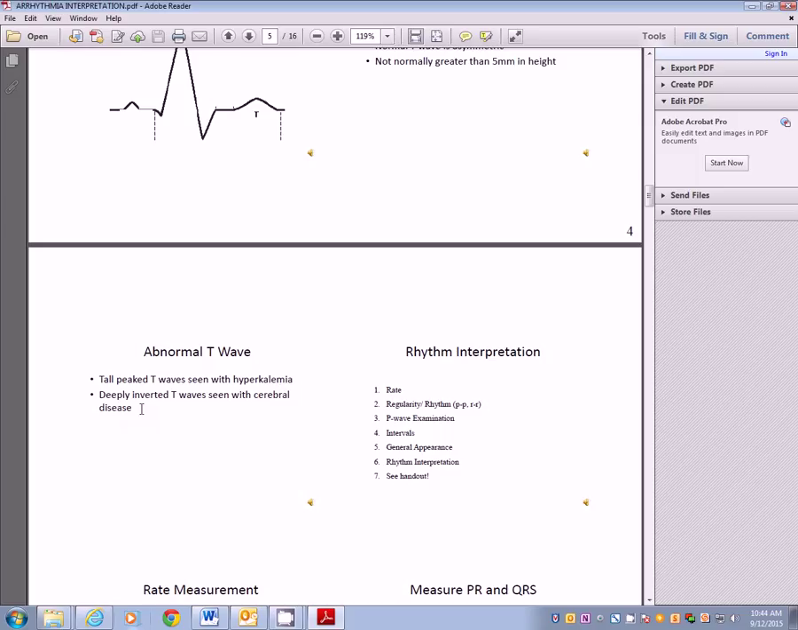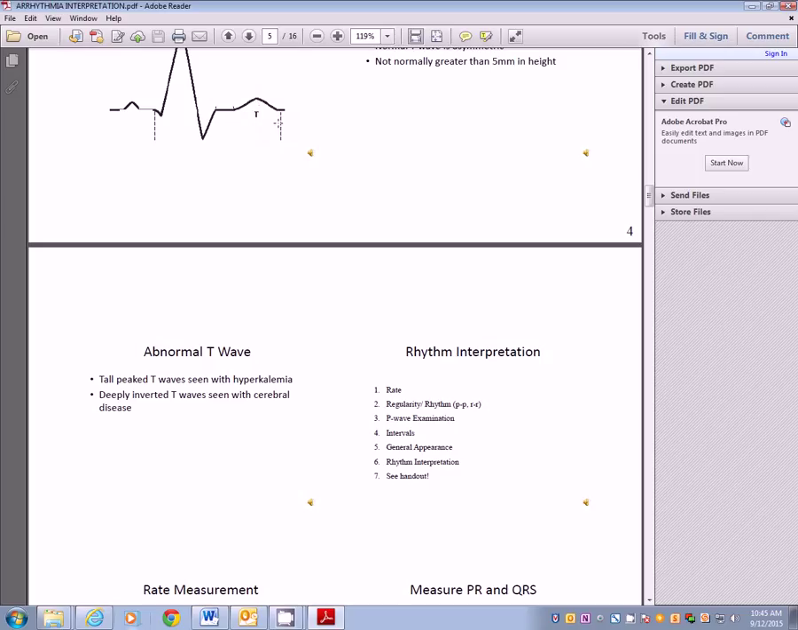Deeply inverted T waves are seen with cerebral disease. So someone's been in a car accident, has got a cerebral injury, then you would see a depression here. It would be an inverted T wave, okay? Instead of going up this way, this would be completely inverted and going downward.